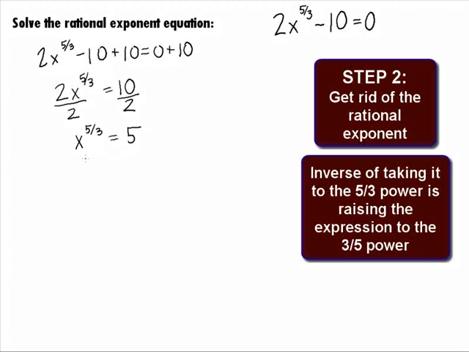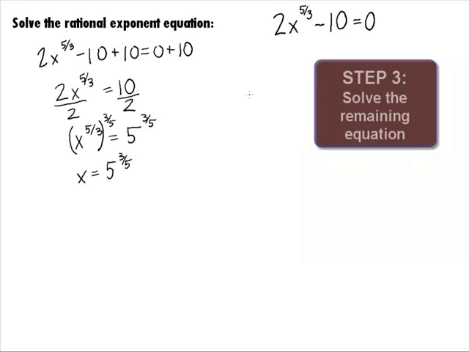Raising both sides to the 3 over 5 power, we get x to the 5/3 power raised to the 3 over 5 power equals 5 to the 3 over 5 power. When we multiply the exponents on the left side, we're left with 1 for the exponent, so we have x equals 5 raised to the 3 over 5 power.